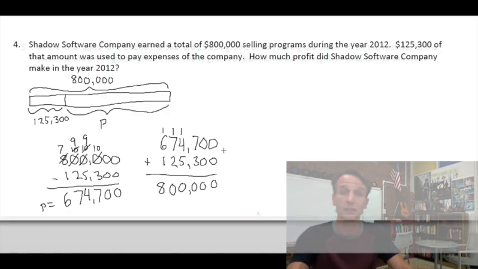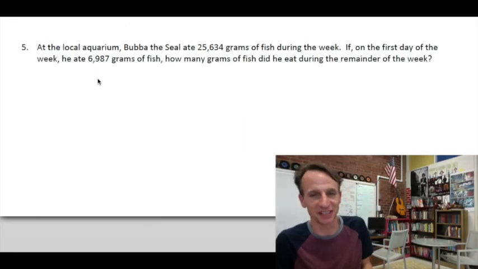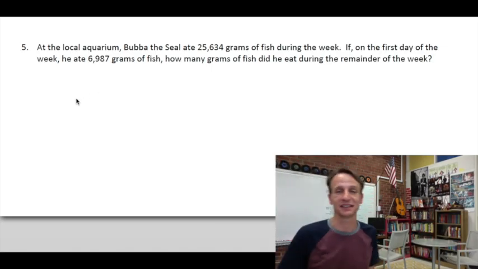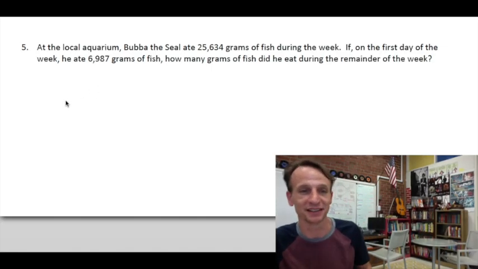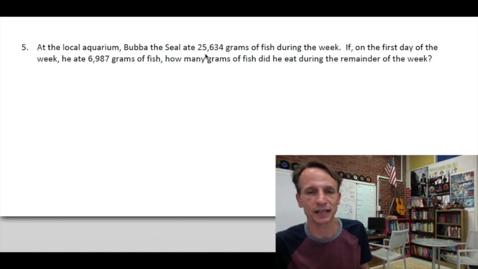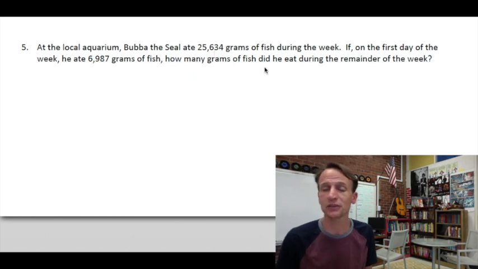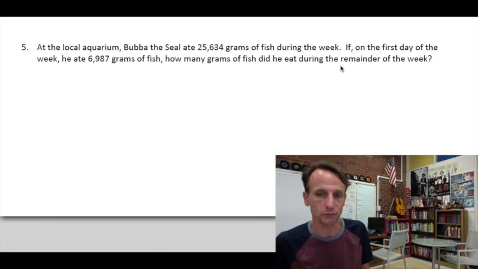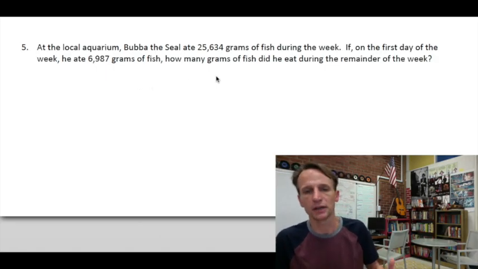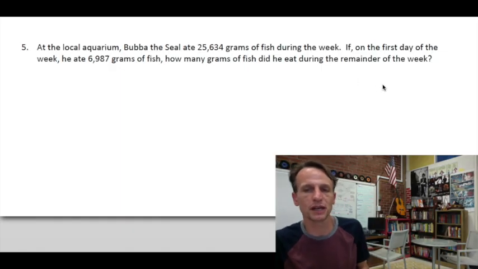Let's move on to number 5. Who would have thought a seal named Bubba? Well, all right. As a Yankee transplant, I have no comment on that. Number 5 reads, at the local aquarium, Bubba the seal ate 25,634 grams of fish during the week. If on the first day of the week he ate 6,987 grams of fish, how many grams of fish did he eat during the remainder of the week?